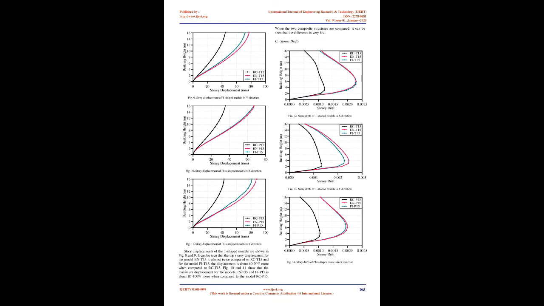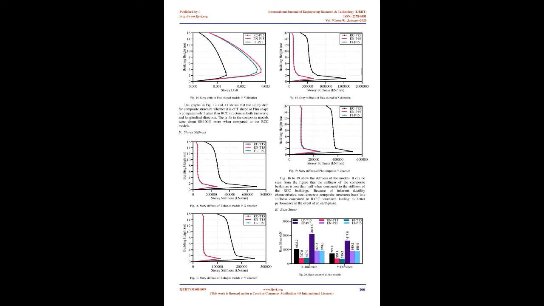B. Building models used in the study. The study is carried out for the behavior of G plus 15 storied buildings of T and plus shaped models. The T-shaped RCC model is labeled as RCT15, composite structure with concrete encased I-section columns as NT15, and composite structure with concrete filled steel tubular columns as Phi-T15. Similarly, the plus-shaped models are labeled as RCP15, NP15, and Phi-P15 respectively. The geometric details of the building models are as shown in Table I.